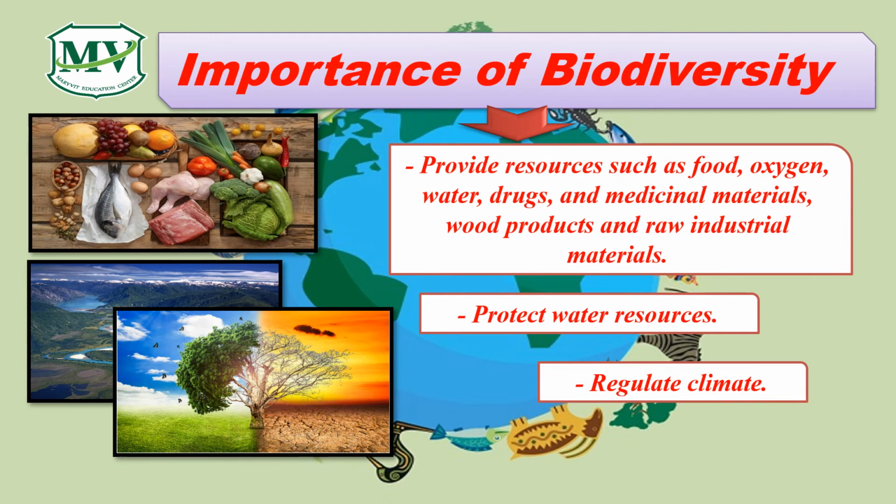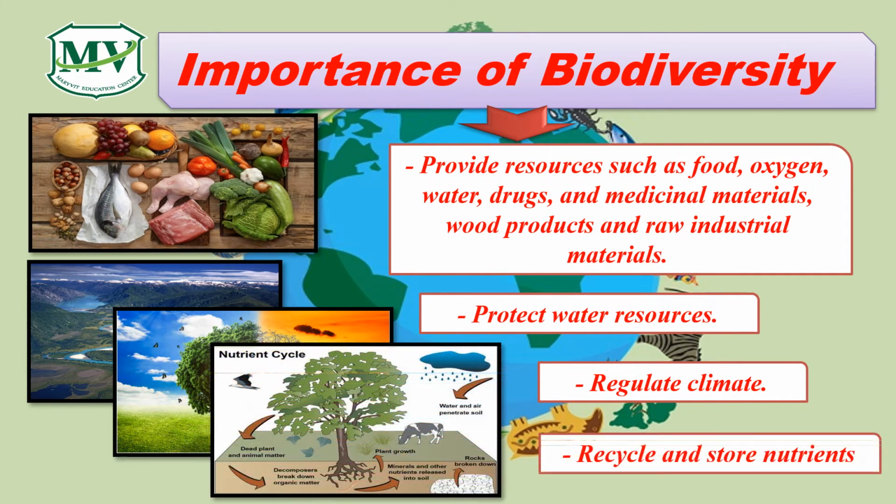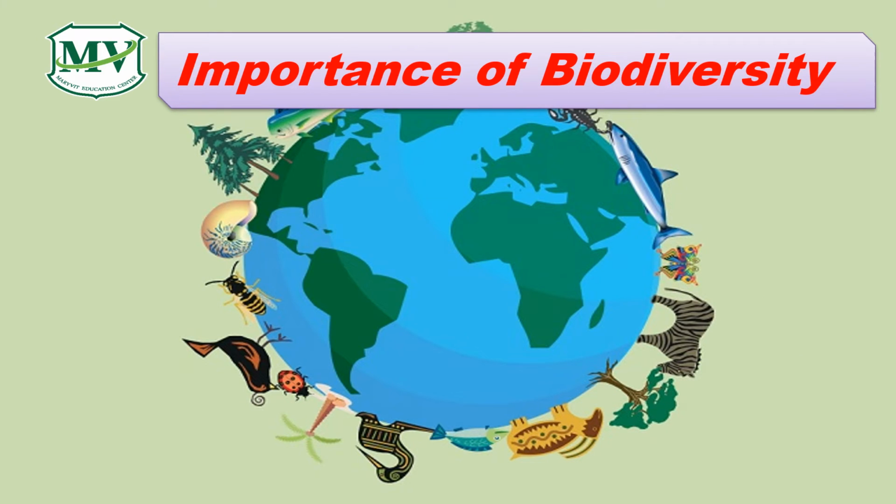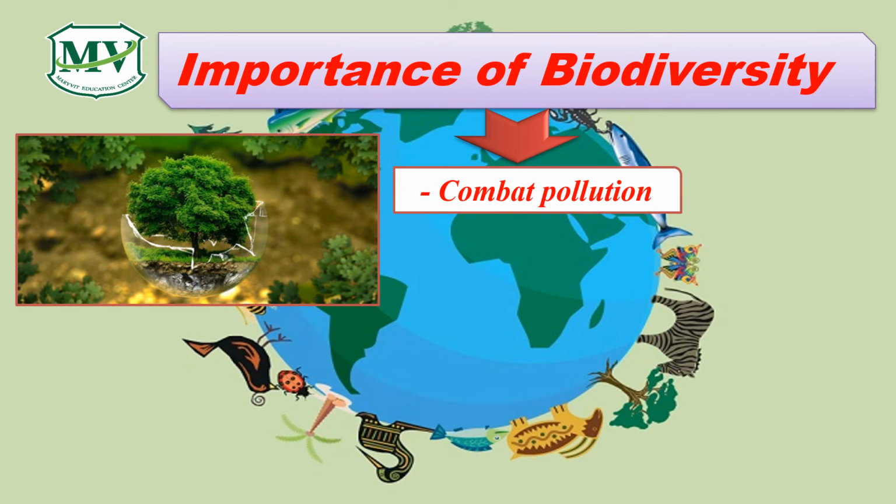In addition, it regulates climate by sequestering and storing enormous amount of carbon dioxide by the flora that causes global warming and climate change. It also recycles and stores nutrients. Biodiversity is directly involved in recycling nutrients and providing fertile soils. Worms and soil microbes break down dead plants and animal matter, releasing nutrients back into the soil. Other importance of biodiversity is that it combats pollution.